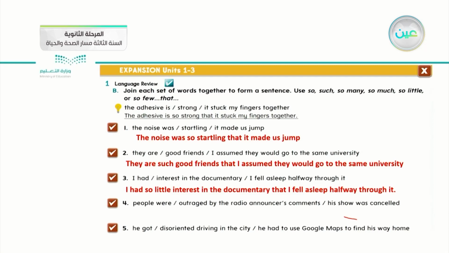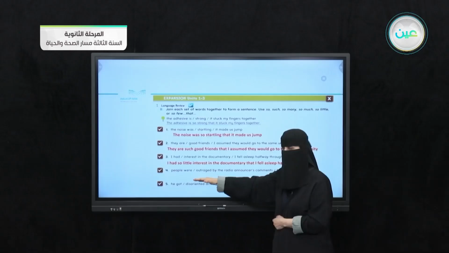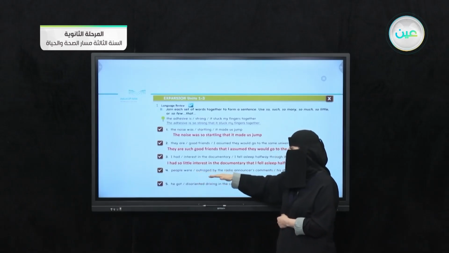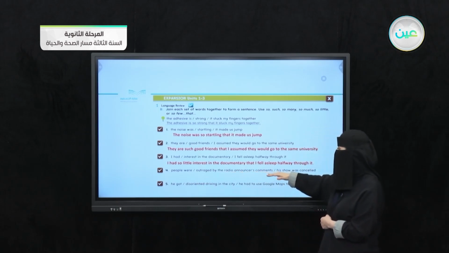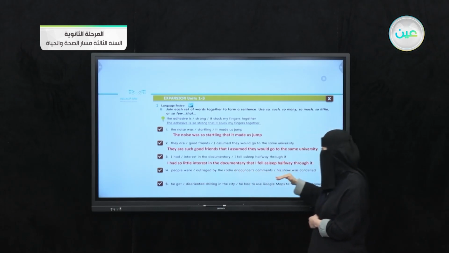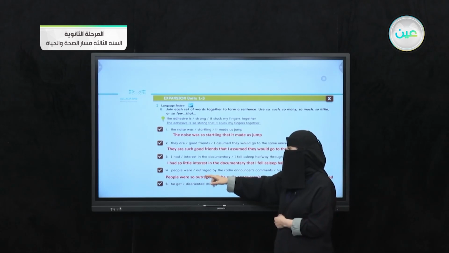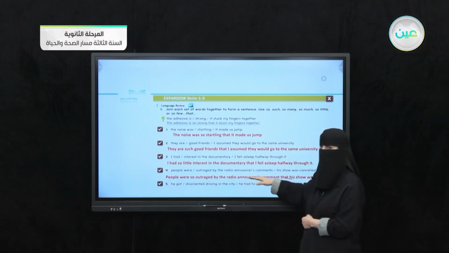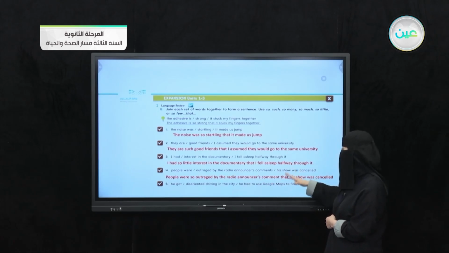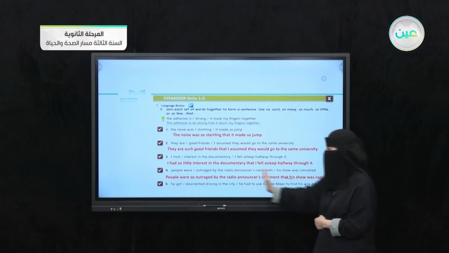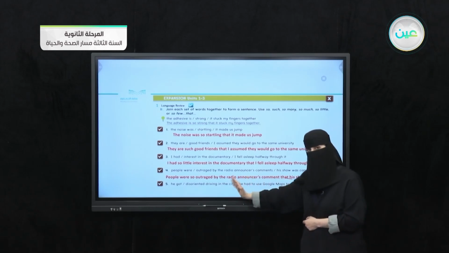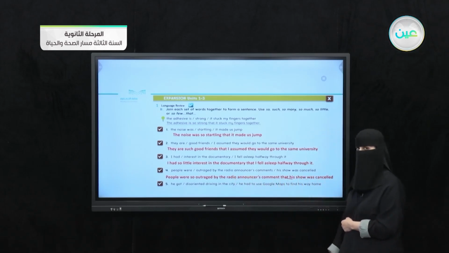Number 4: people were outraged by the radio announcer's comments. His show was cancelled. So what is the cause of this sentence? People were outraged by the radio announcer's comments. This is the cause. And what is the effect of it? His show was cancelled. So the answer is: people were so outraged by the radio announcer's comments. What happened after that? That his show was cancelled. So the part before that is the cause, and after the conjunction that is the effect.